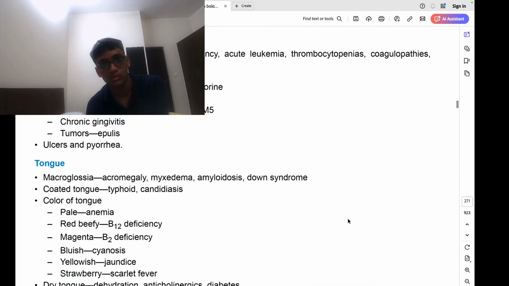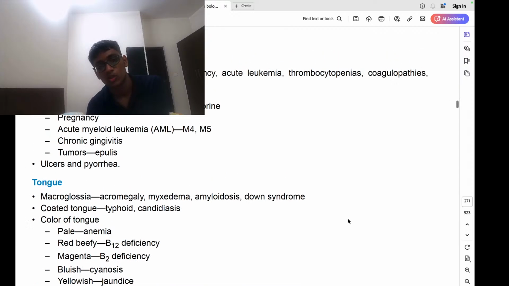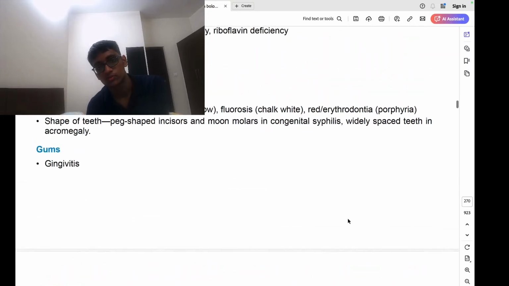Bleeding gums: scurvy, vitamin K deficiency, acute leukemia, thrombocytopenia, coagulopathies, and gingivitis. Then gum hypertrophy is seen in phenytoin, nifedipine, cyclosporin, pregnancy, acute myeloid leukemia M4, M5, chronic gingivitis, and tumors, which is epulis. Ulcers and pyorrhea also will be seen in the gums.